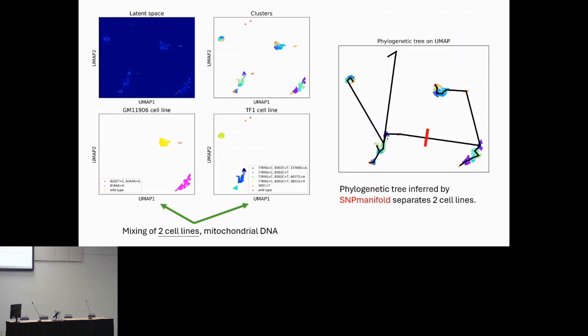We find that there is a clear cut between the 2 cell lines, which is cut by the red line. On the left of the tree, it's 1 cell line, and on the right of the tree, it's another cell line. So we believe that a phylogenetic tree constructed in the latent space is still of considerable confidence, and we may believe in it.